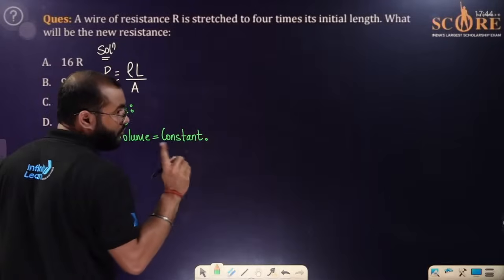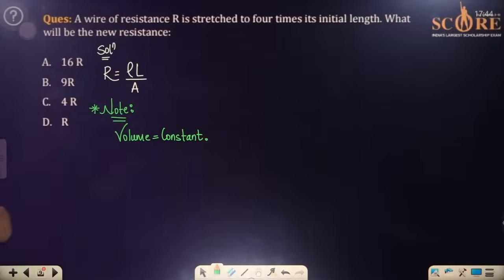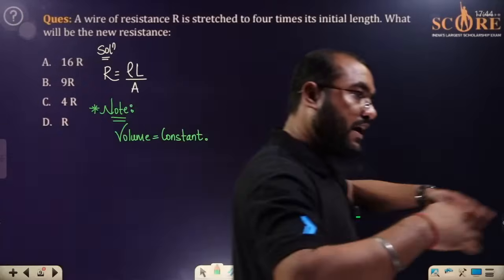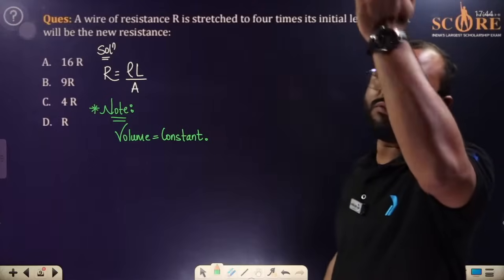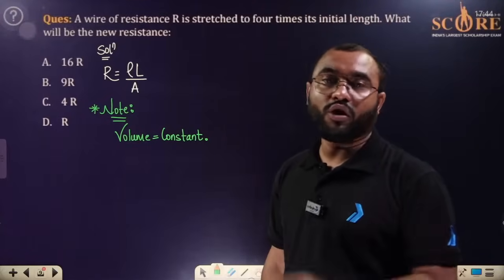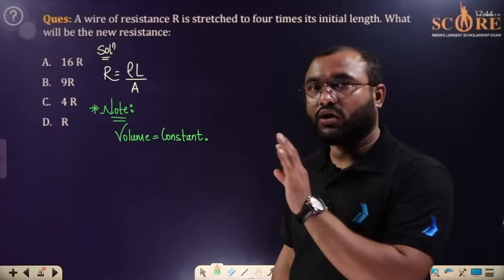The volume does not vary. If your length is 4 times, 5 times, or you make it half, it doesn't matter, but the volume should be constant from the previous one to the new one. The volume should be constant. The volume is not going to vary.